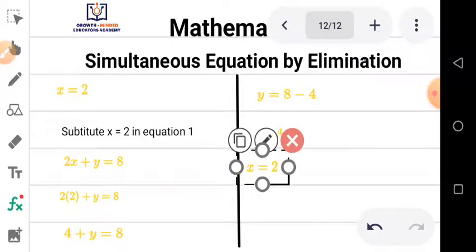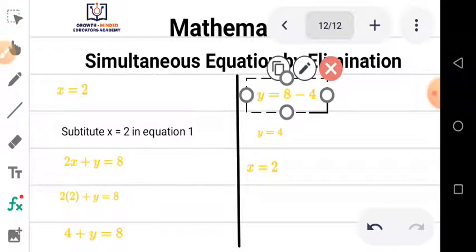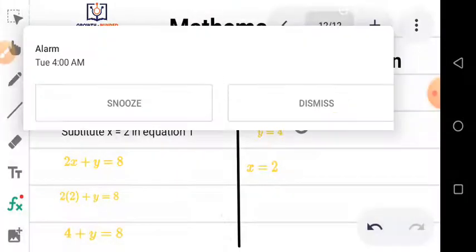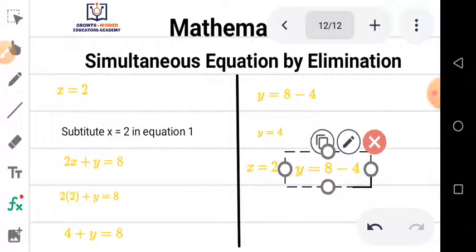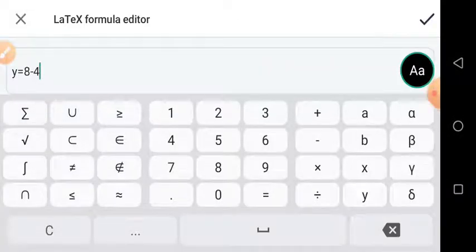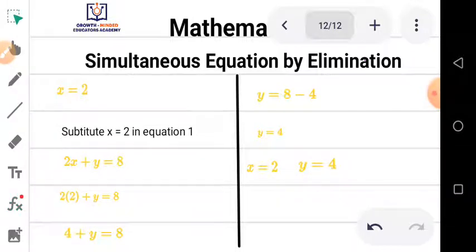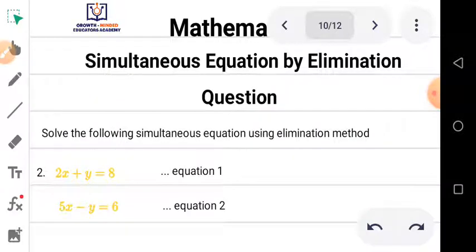So x is equal to 2 and y equals 4. So that's the solution to this particular equation here: 2x plus y equals 8, 5x minus y equals 6.